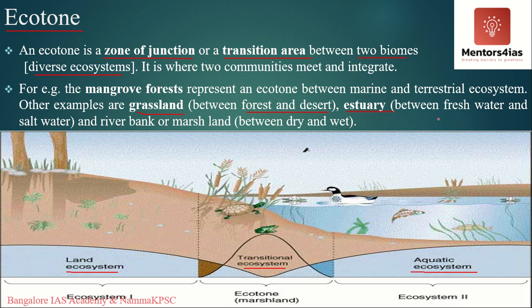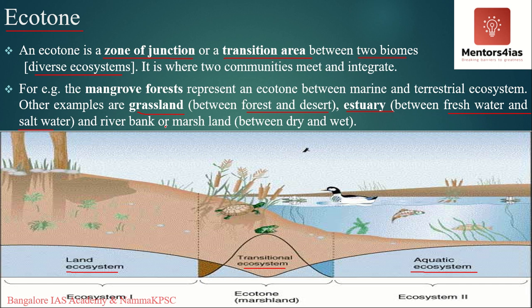That is where fresh water meets saline water, or I can say that the river meets the sea. Similarly, we can have a coastal zone. A coastal zone is also an ecotone. This is where the land meets the sea. So I hope this is very clear. Very simple. An ecotone is nothing but a transition zone between one ecosystem and another ecosystem, and this transition zone is referred to as an ecotone.